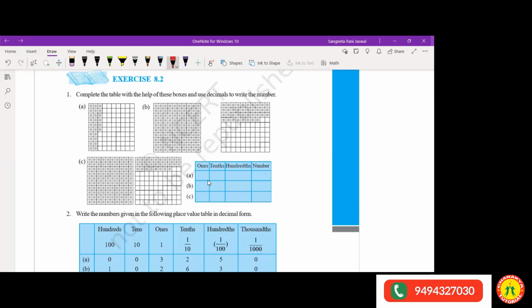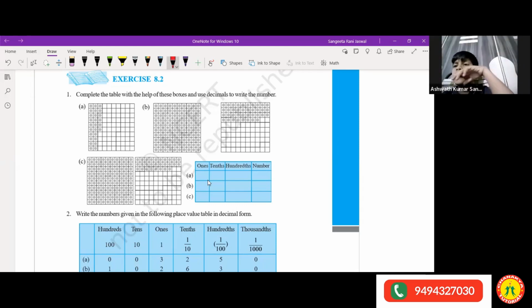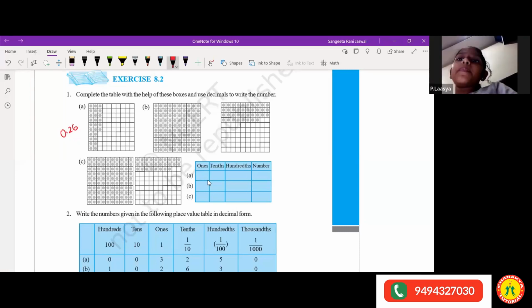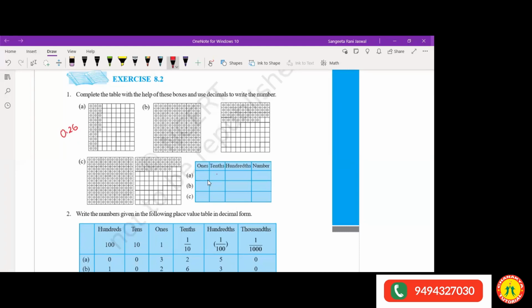26 are shaded, and the rest 74 are not shaded. See, the 2 tens are here and 6 here. So that is 26. Yes, ma'am. 2 is in the tens place, 6 is in the hundredths place. But ones we have nothing. So this becomes 0.26. Ma'am, and in B it's 1. This is one complete one. 1 comes in the ones place.